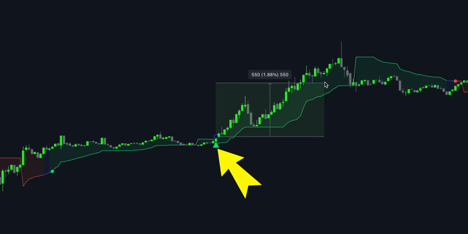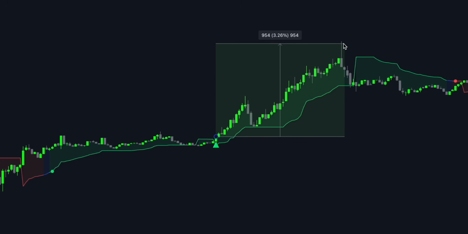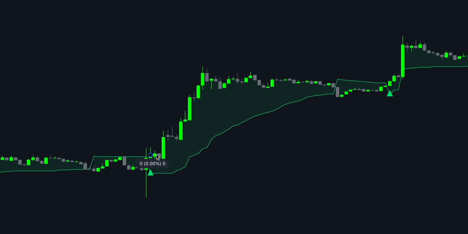Check out this continuation trend signal. With leverage of 5 to 1, it could have made you 15% profit. These are just a couple of examples of how effective this tool predicts future price moves. The indicator does not repaint.